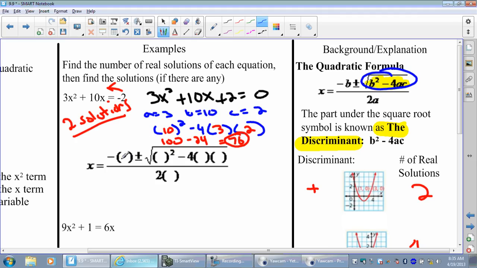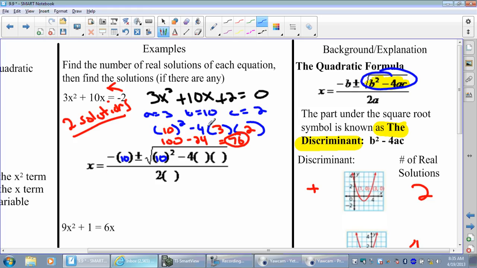Well, b is 10. And this parentheses is very valuable because a lot of students, unfortunately, if b is negative, they just write a negative 10 instead of realizing that it's the negative of negative 10 on another problem. All right, so I just put 10 in there. I also put 10 there because it's b.